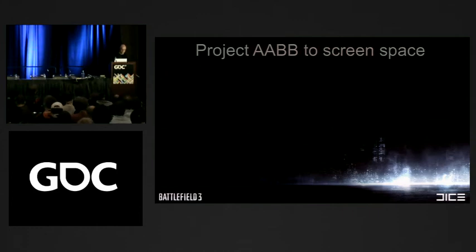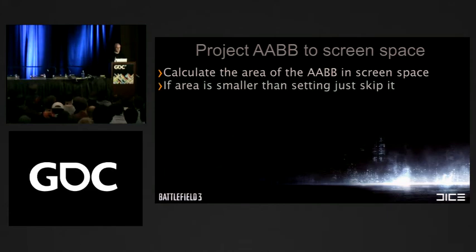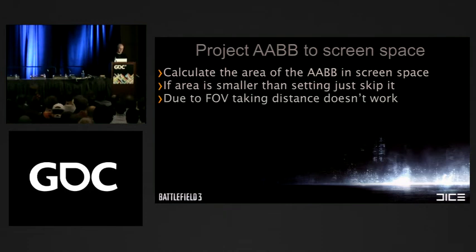First, projecting the axis aligned bounding box to screen space basically means that we calculate a square area of the axis aligned bounding box for an object in screen space. And if the area is smaller than a specific setting on the object, we just skip it. And one can wonder why we don't just take the distance instead. That would be much, much easier. The problem is that in BF3 we have snipers lying out in the bushes and zooming across the level, meaning that field of view changes, so it just doesn't work to take distance. We actually need to do it like this to have it correct.